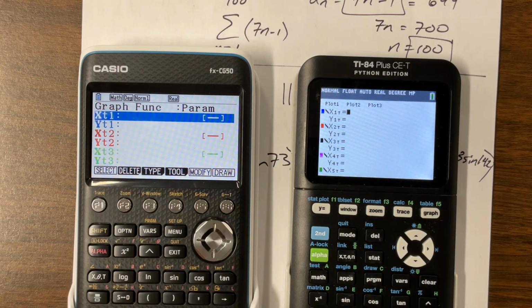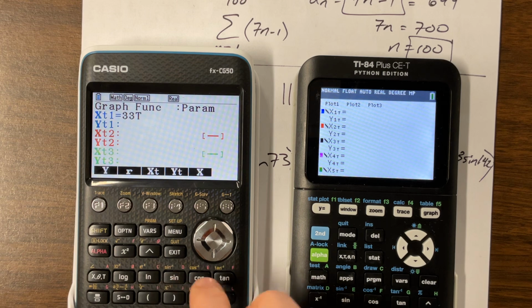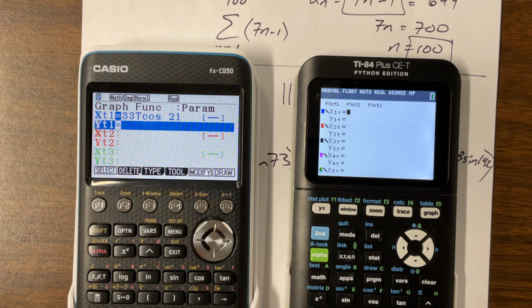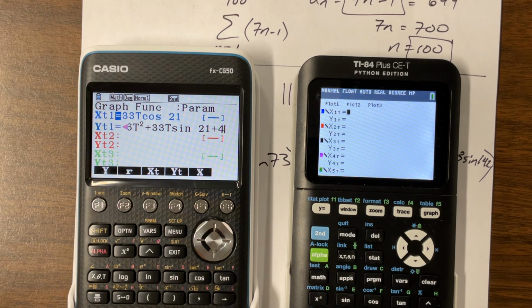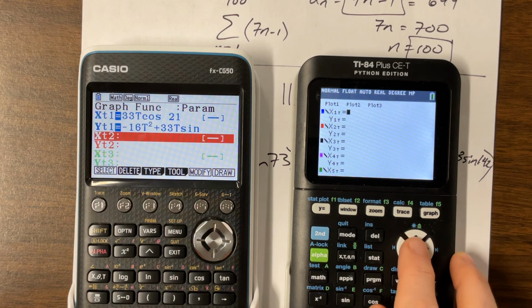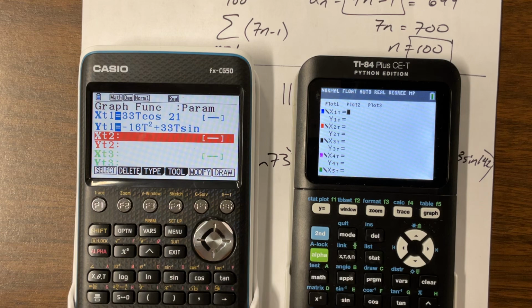So we'll end up seeing stuff like 33x, or now it's t. So cosine of 21 degrees. And then it's negative 16t squared plus 33t sine 21. And if all of this is making no sense, hang tight. I'm going to teach it to you. Plus 4. Let's see if I can remember that when I get over here. 33t.